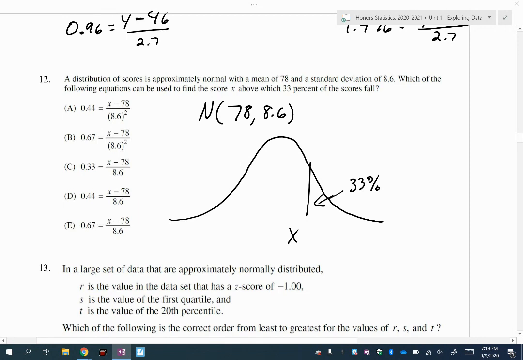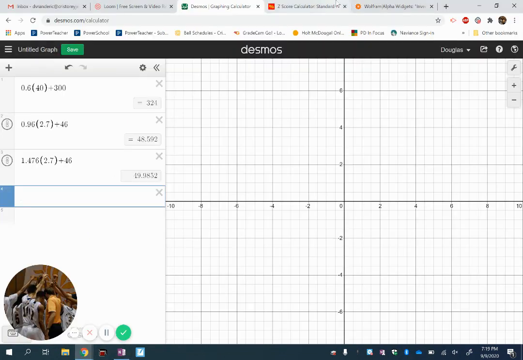So the first thing I'm going to do to find that score x is to find the z-score associated with 33% of the data values above it. So I'm going to go to that Wolfram again, and I'm going to type in 33%. Here we go.